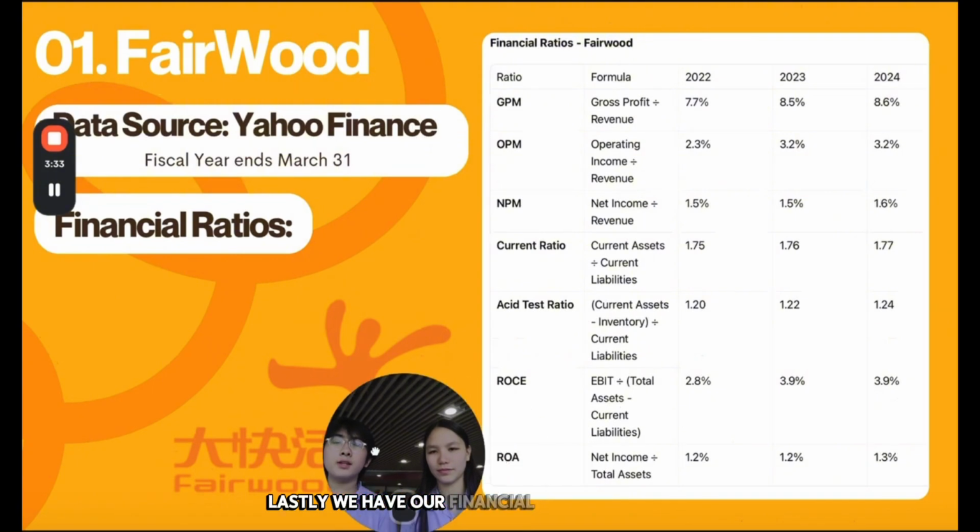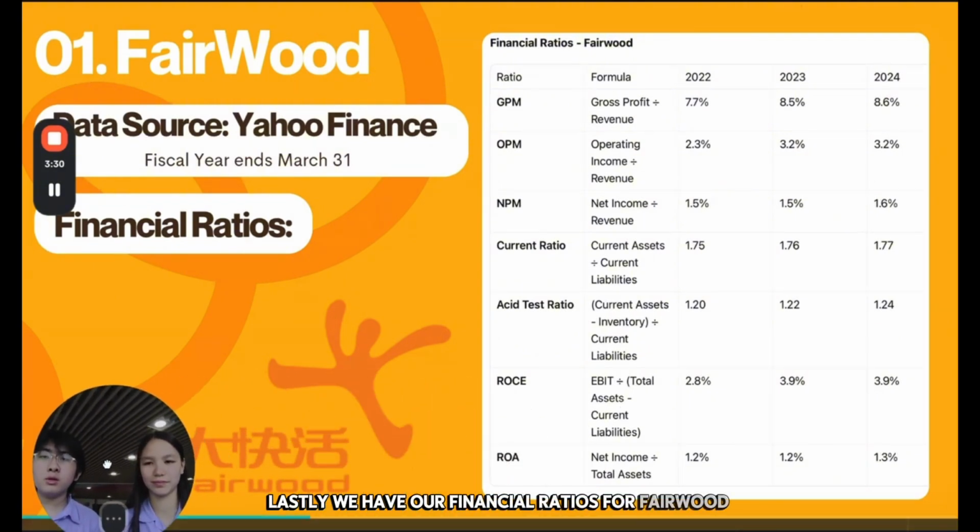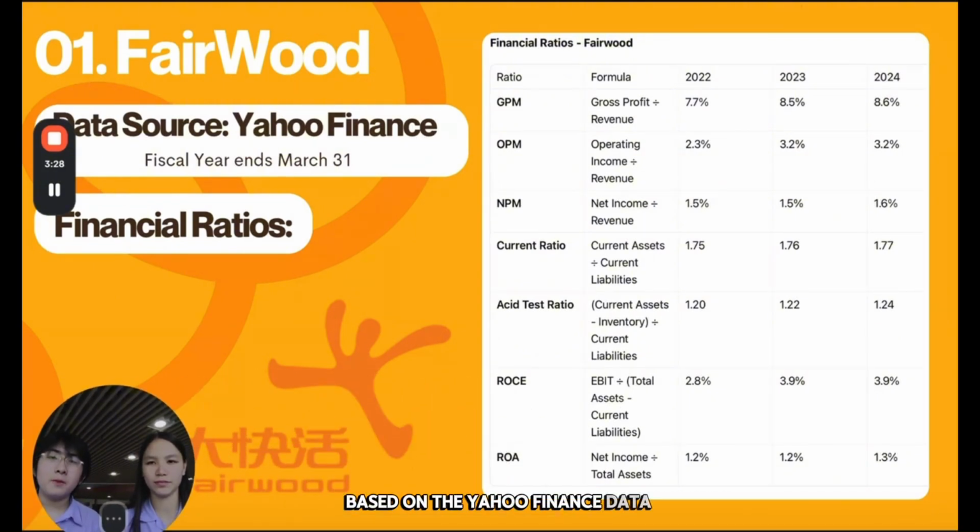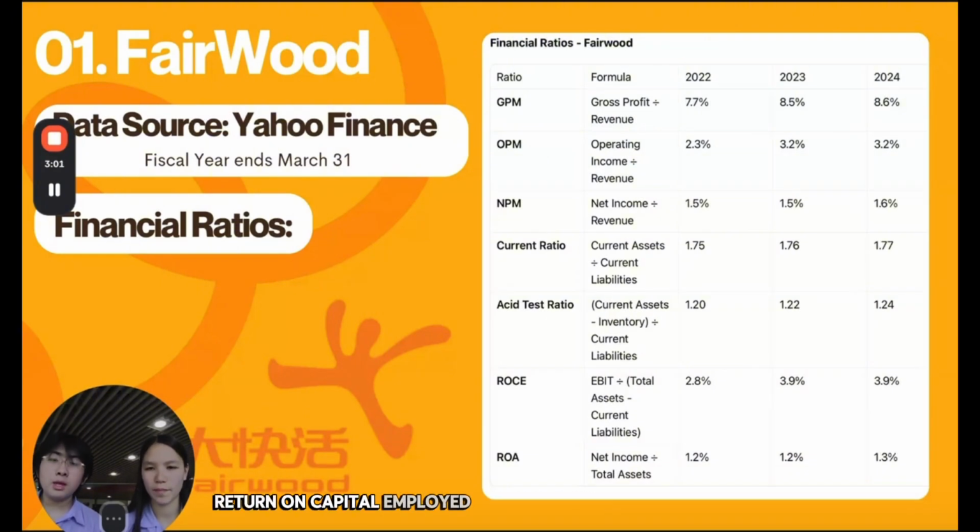Lastly, we have our financial ratios for Fairwood based on the Yahoo Finance data. So first of all, we have the GPM, and then secondly, we have the operating profit margin, and we also have the net profit margin, and we also have current ratio and acid test ratio, and this is to test the Fairwood's liquidity. And we also have ROCE, return on capital employed, and we also have the ROA.